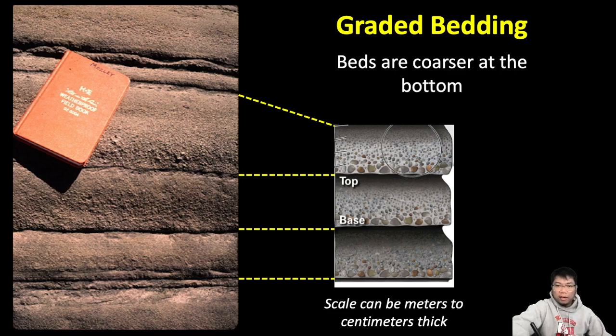The next one is called graded bedding. Graded bedding has coarse sediments at the bottom, like this one right here, that gradually become finer and finer as we go towards the top of the bed. They typically consist of multiple graded beddings. For example, this is the first one, this is the second one, and this is the third, and each exhibits gradual changes in sediment sizes.